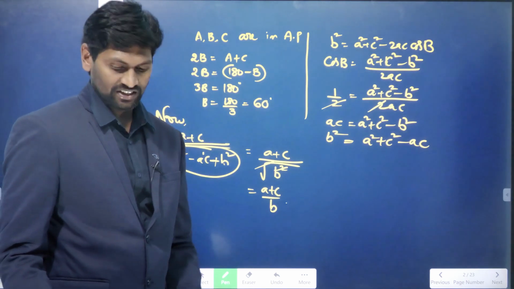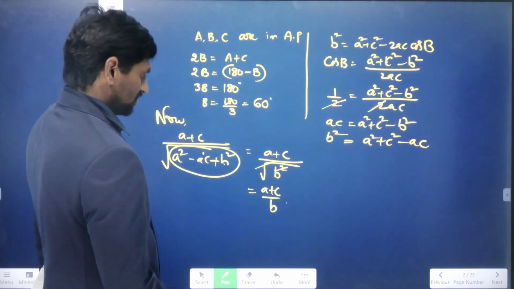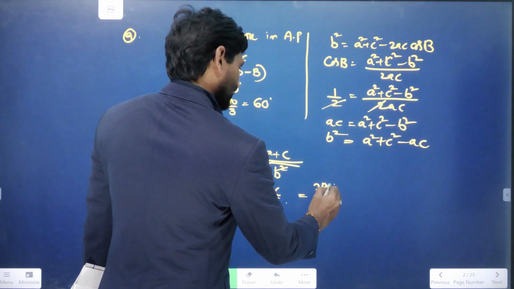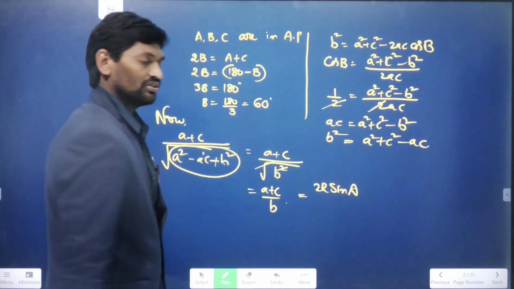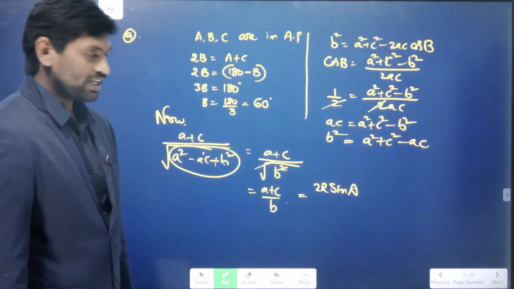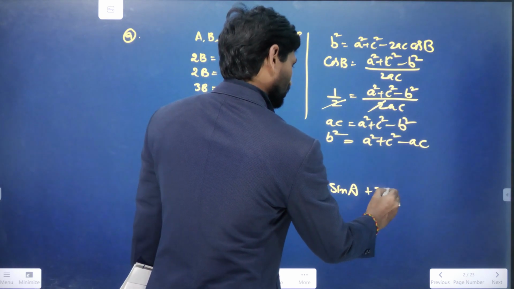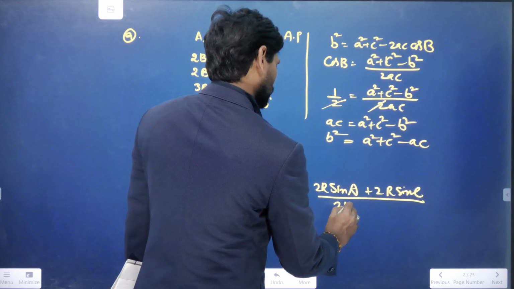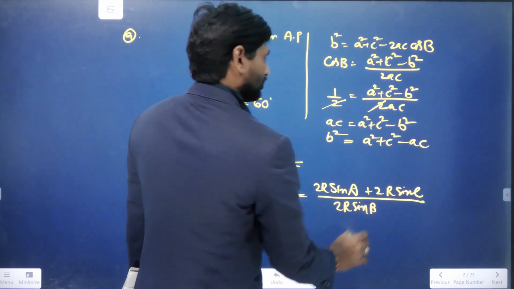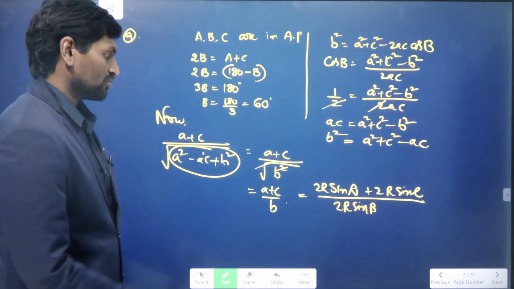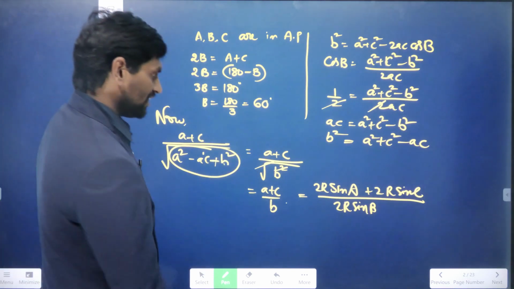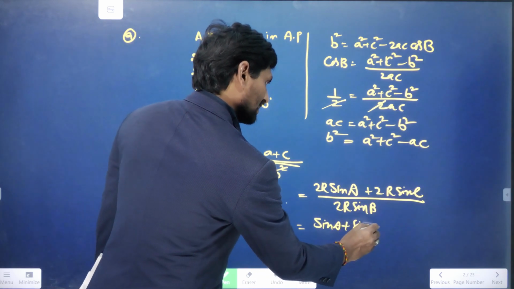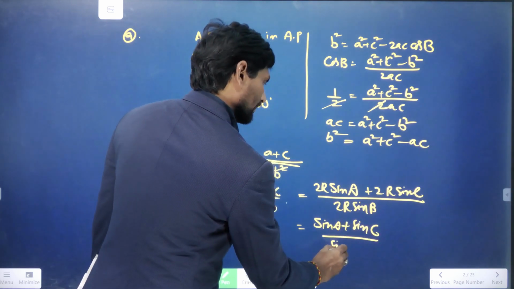because the options are given, right: 2 cos (A minus C by 2) by sin (A plus C by 2), like that. So let us try to write the A value. We can write A equals 2R sin A by using the sine rule: A equals 2R sin A, C equals 2R sin C, B equals 2R sin B. If you take 2R common in the numerator, the numerator 2R and denominator 2R cancel, then what remains is sin A plus sin C by sin B.